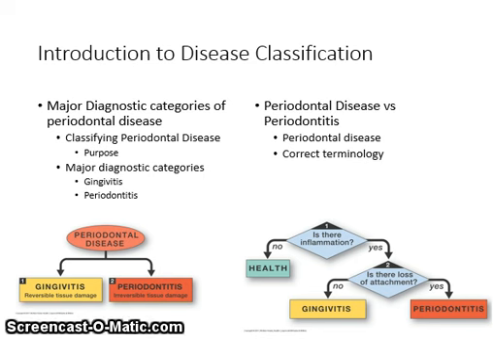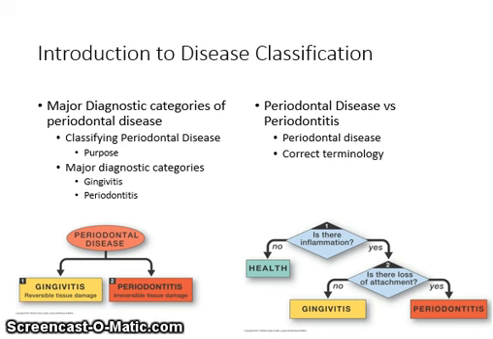Introduction to Disease Classification. A classification is a systematic arrangement into groups or categories based on common attributes. There are two major categories of periodontal disease, gingivitis and periodontitis. It is important to understand that the terms periodontal disease and periodontitis are not identical in their meaning and are not interchangeable in their use.